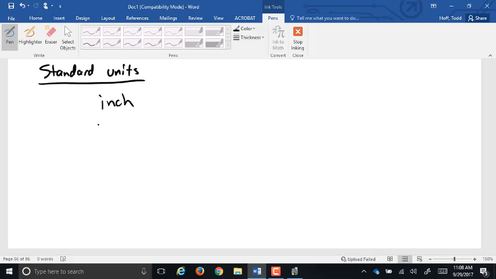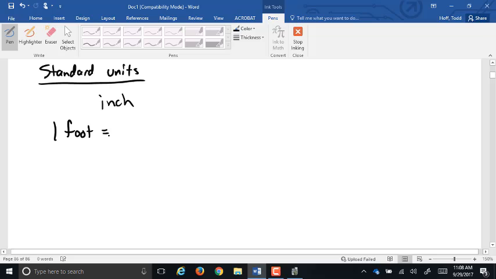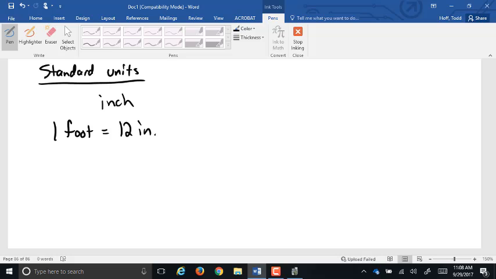Getting larger than that, what's our next largest unit of length we use? A foot. Now we have 1 foot equals how many inches? 12 inches. And the foot is exactly what it sounds like, the distance from the tip of your longest toe to the back of your heel. Well, the foot was originally used for measuring things along the ground.